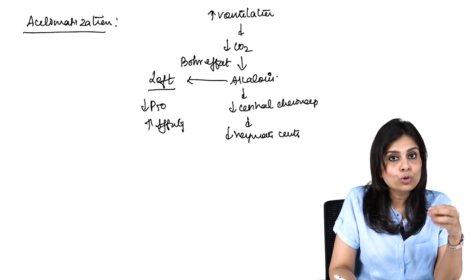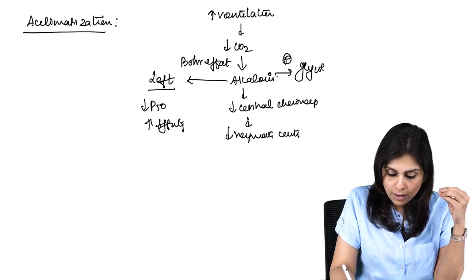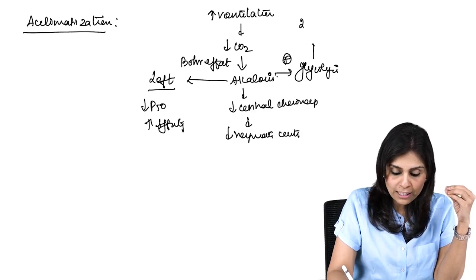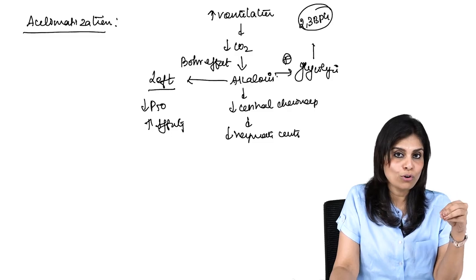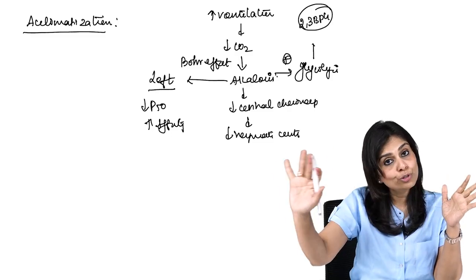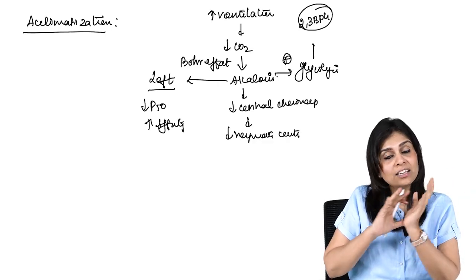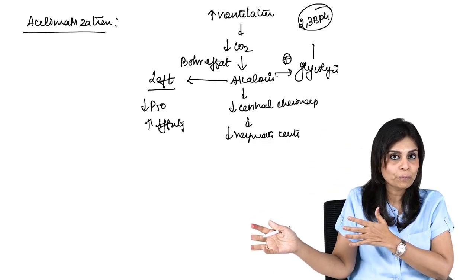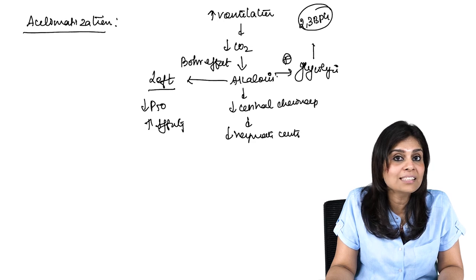But in due course, alkalosis stimulates glycolysis. Okay, alkalosis stimulates glycolysis. Glycolysis provides 2,3-BPG. And this 2,3-BPG reduces the affinity of hemoglobin for oxygen and it shifts the curve to the right. That's very good. Why is it good? Because when the curve gets shifted to the right, deoxygenation will happen to the tissues. Okay, so this is one of the adaptive changes which happen in acclimatization.